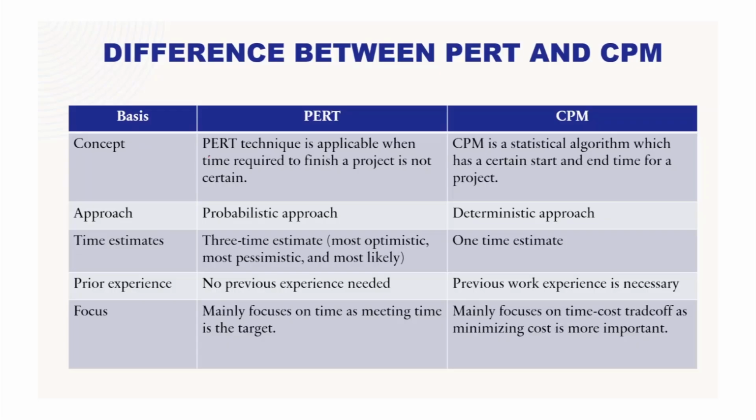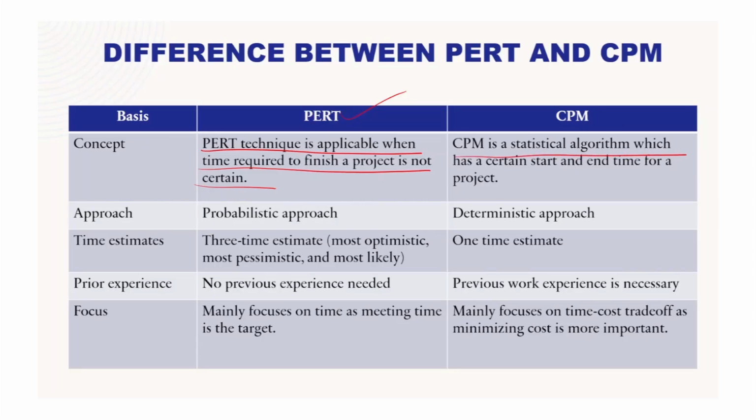Very first one, the PERT technique is applicable when the time required to finish the project is not certain. If a particular project has a shorter period of time, okay, this method will not be highly effective. Okay. CPM is a statistical algorithm which has a certain start and end time for a project. So, we have seen that CPM is more applicable in situations where the project deadline is already mentioned, and it uses the algorithm.